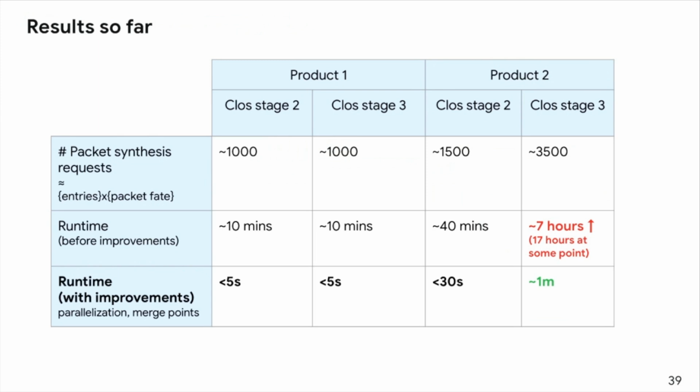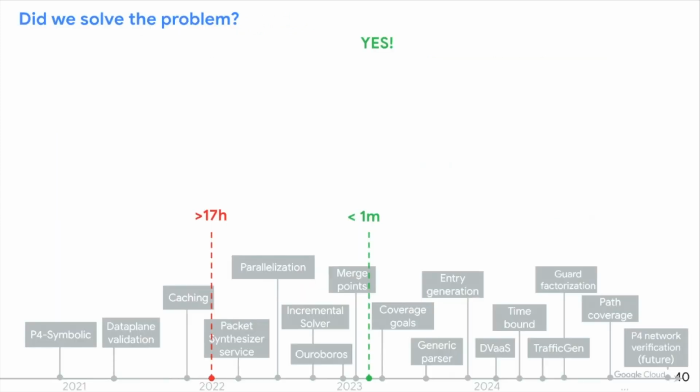Initially, when it was taking about 17 hours at one point for P4 symbolic to serve a bunch of requests, now with these improvements, the parallelization and merge points specifically, it got reduced to 1 minute. And this is a huge improvement. But did it solve the problem? As you can see, it did.